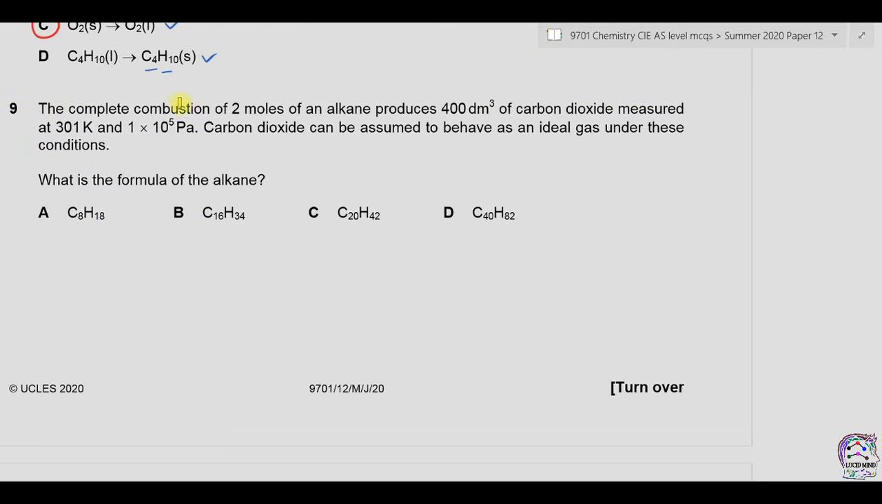Question 9. The complete combustion of 2 moles of an alkane produces 400 decimeter cube of carbon dioxide measured at 301 Kelvin and 1 times 10 to the power 5 pascals. Carbon dioxide can be assumed to behave as an ideal gas under these conditions. What is the formula of the alkane? Now let's first write the chemical equation for combustion of an alkane. We can write the alkane as CxH2x+2. It reacts with oxygen to form carbon dioxide and water.